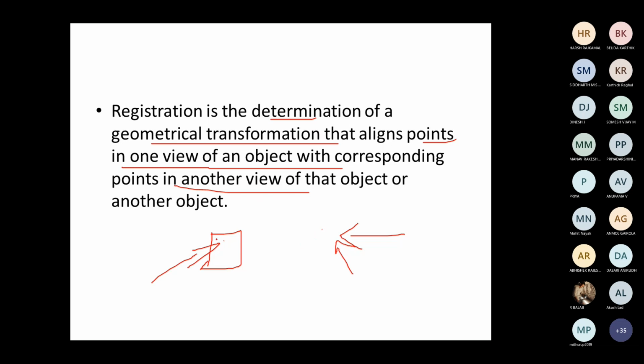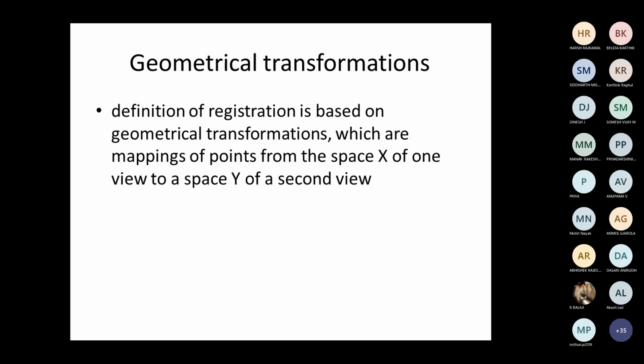So for aligning, if there is one pixel here, in another view it can be another pixel, but I have to map it. So this is the pixel related to it. So for that mapping, we need some transformations. That transformation is nothing but a geometric transformation. And registration is the process which will determine the transformation which aligns the points in one view of the object with corresponding points in another view of the object. So that is the image registration process.